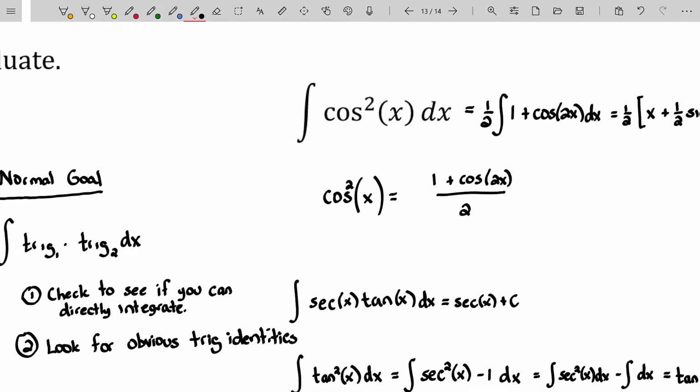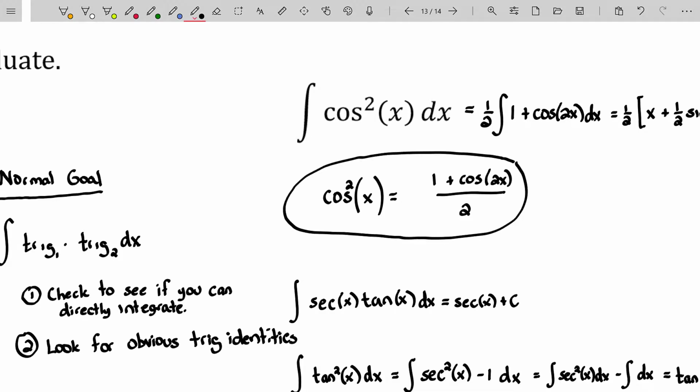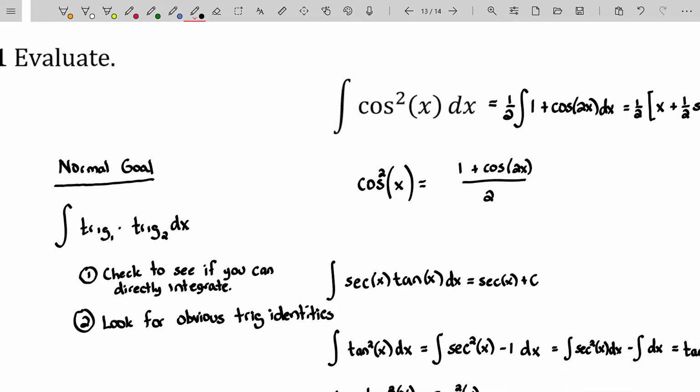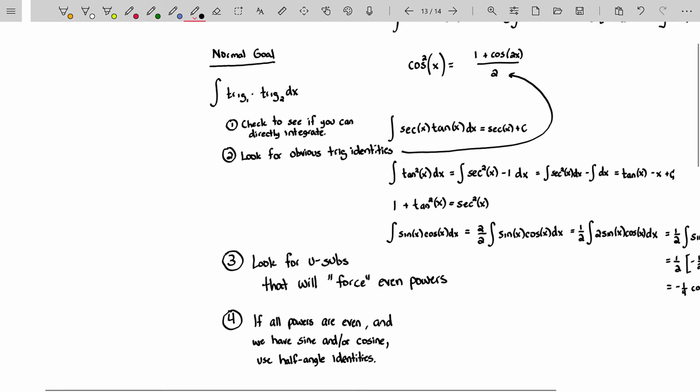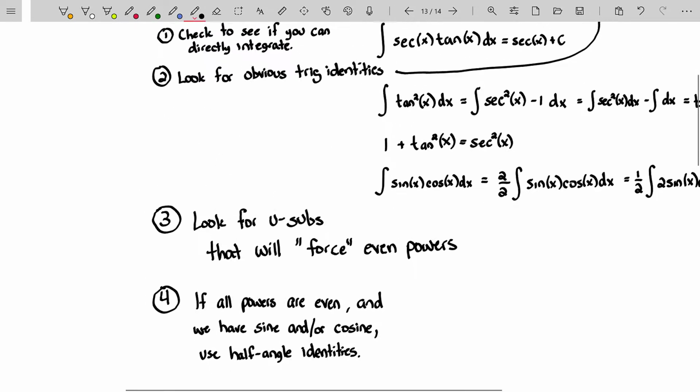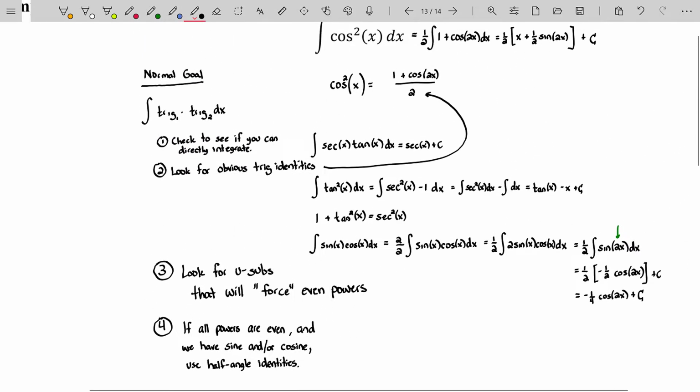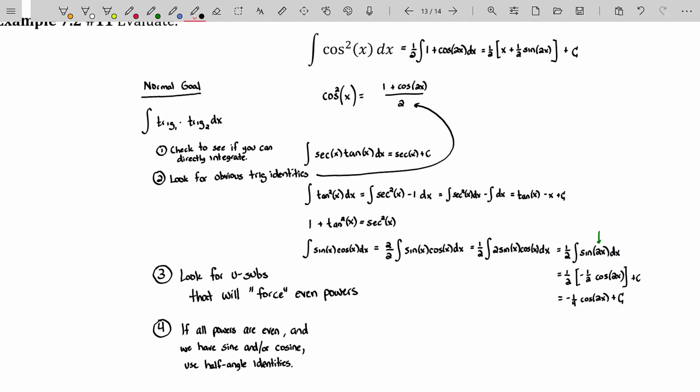But there was another identity. That identity actually was the power reduction formula or the half-angle identity. So technically, I could have lumped this statement in with 2, that I'm actually looking for an obvious trig identity. Well, the obvious one is the half-angle identity, so that's a good one to use. If none of that works, look for u-subs that will force even powers. But just remember, if all the powers are already even, you're out of luck. Go ahead and just do power reduction formulas.